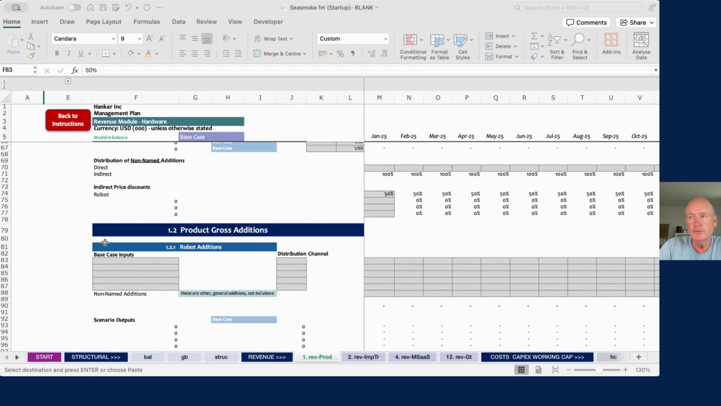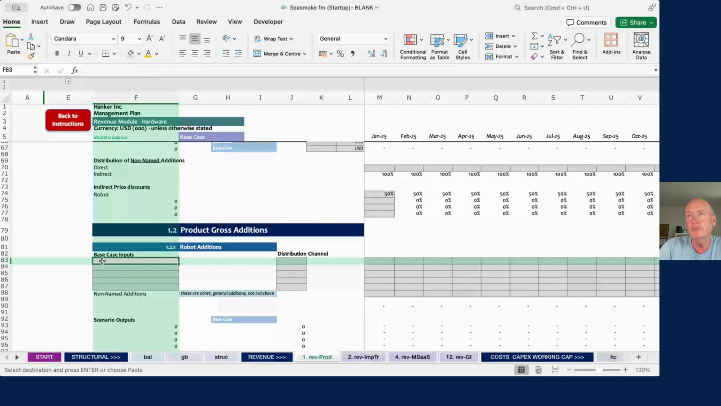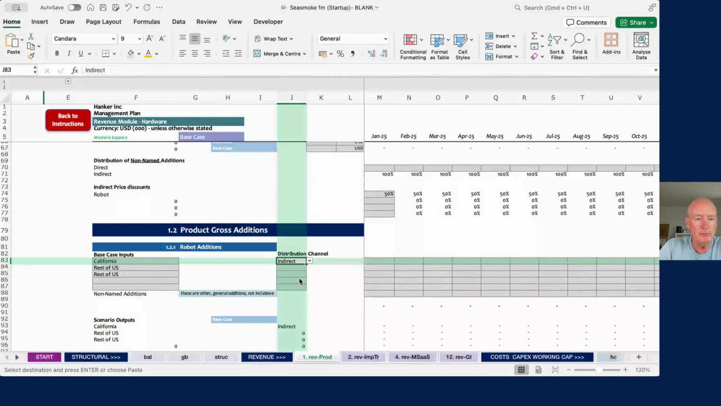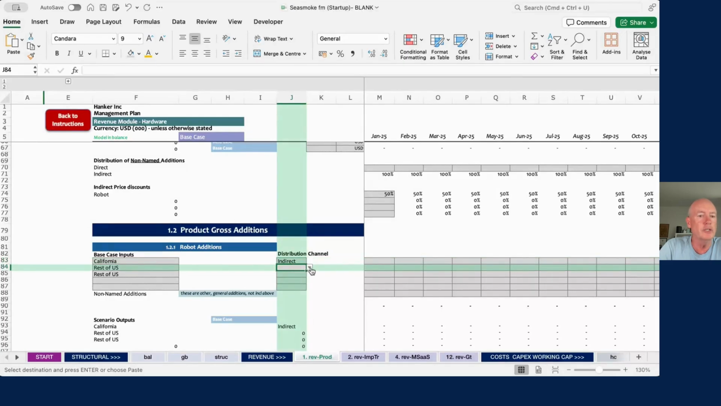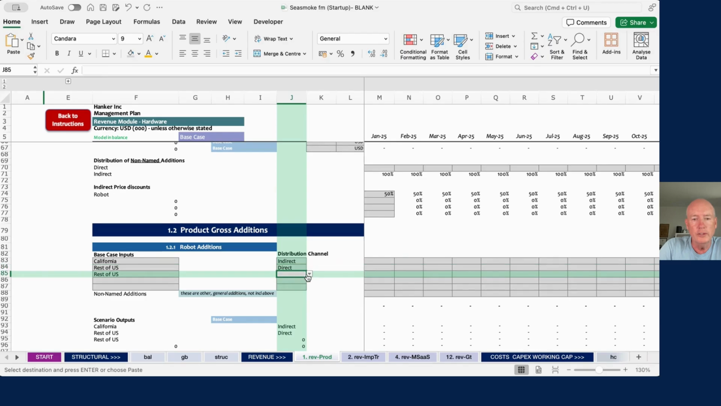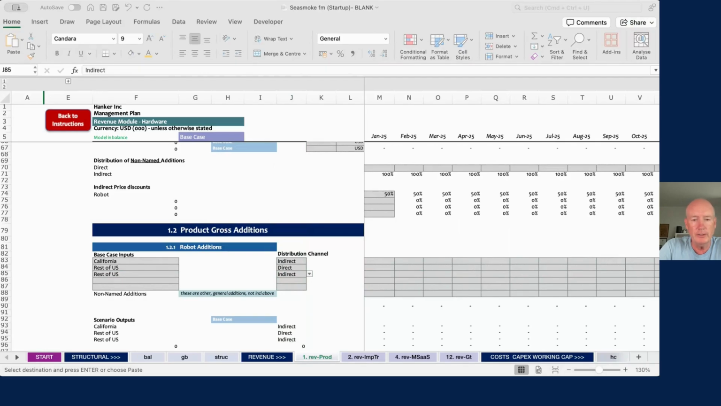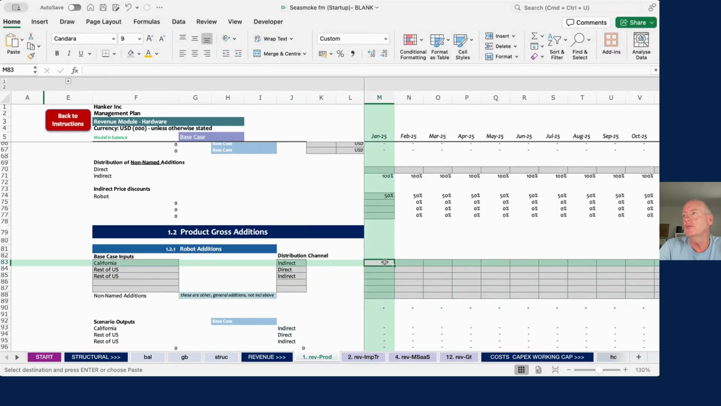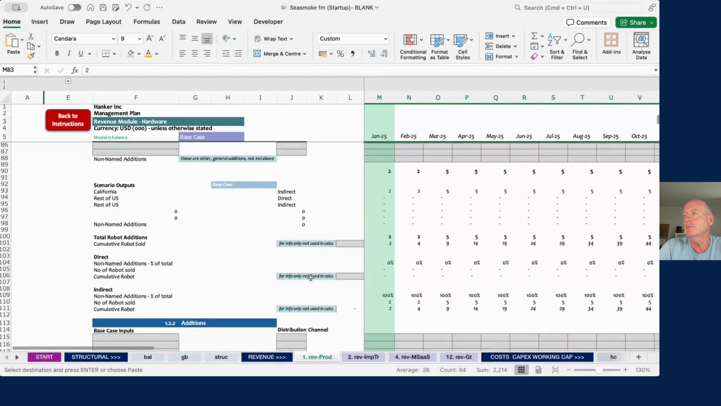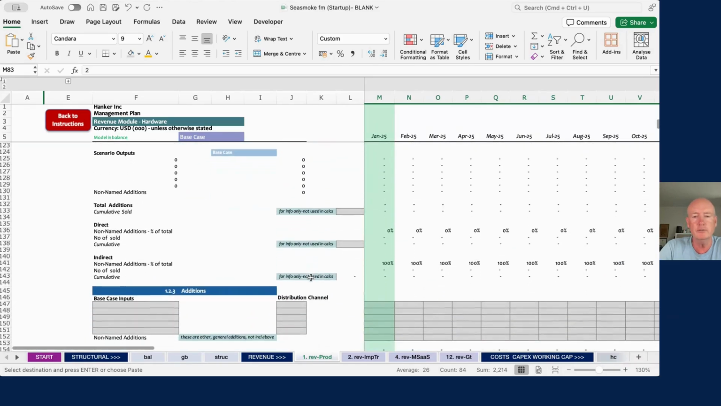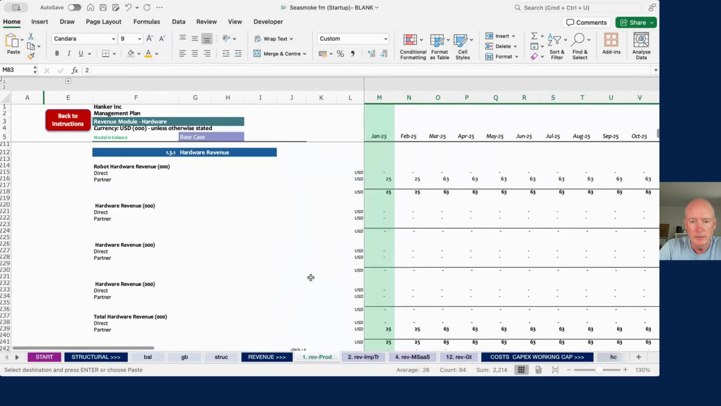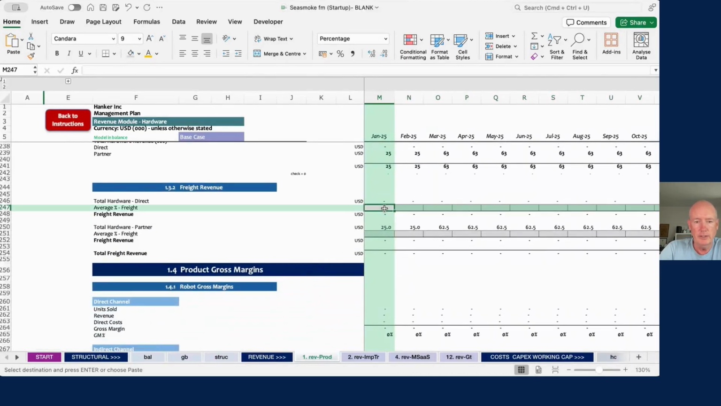In terms of gross additions, the way I'm going to do this one is I'm going to lay them out like our plan is. So we're starting with California. We're going to do it all indirect. And then afterwards, we're going to have a mixture of direct and indirect. And then what I've got over here are some volumes that I just did a bit earlier, just to make this a bit easier. They're the volumes. All the calculations are automated.